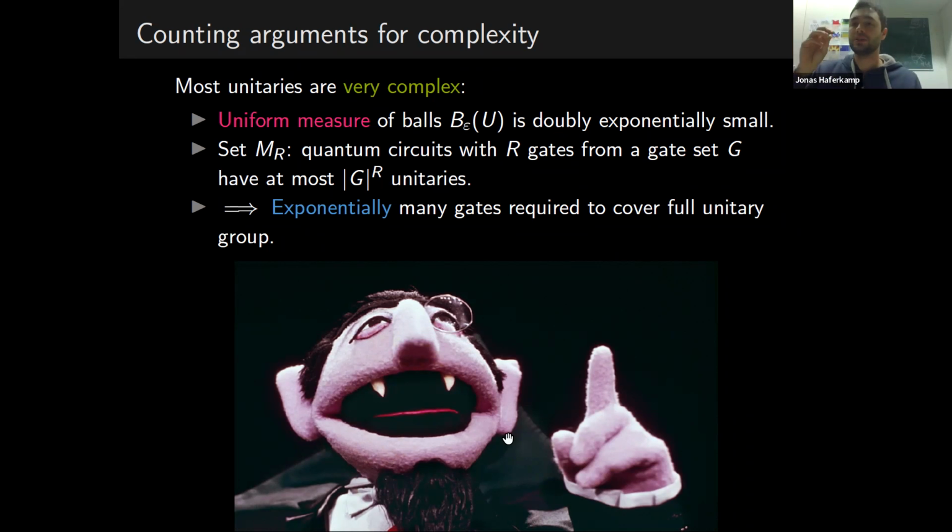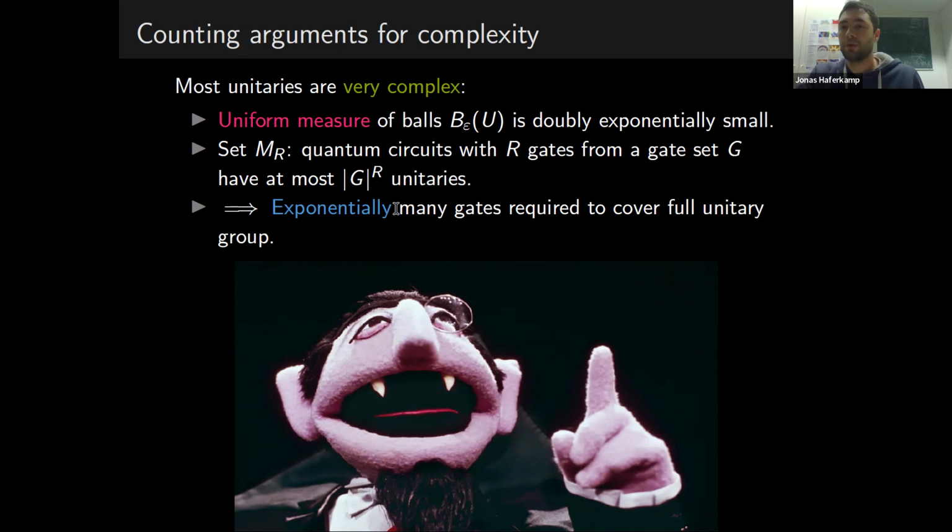So how does this work? It turns out that locally, if you just consider a small point, this distribution basically looks like the volume of a Euclidean space. Therefore, if you consider a small ball and, for example, a Riemannian metric, the volume is going to be exponentially small in the dimension, and since the dimension is exponentially large, these balls have volume that is doubly exponentially small in the system size. Then you can consider the set M_R of all quantum circuits that have R gates drawn from a gate set, and you observe that these are at most G^R many unitaries. But unless R itself is also exponentially large, these are not going to be doubly exponentially many unitaries. So you simply don't have enough patches of small local balls around these unitaries to generate the full unitary group, or even a small fraction, unless you have exponentially deep circuits.